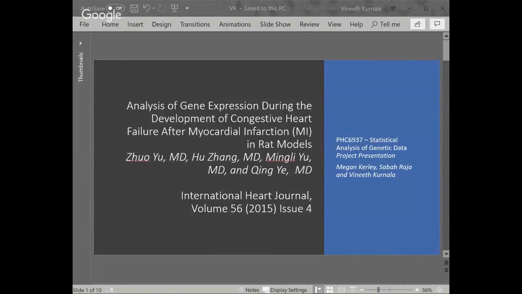I'm collaborating with Megan Curley and Saba Raja for the final project of statistical analysis of genetic data. We selected a publication from International Heart Journal, which is analysis of gene expression during the development of congestive heart failure after myocardial infarction in rat models. And we selected this publication and we are trying to summarize it using different methods.